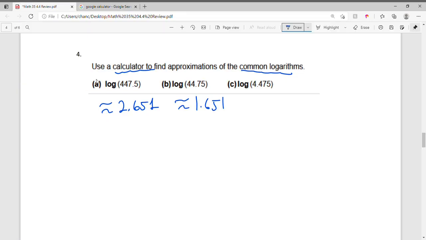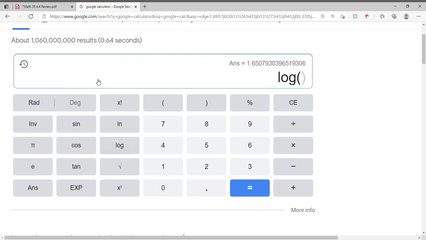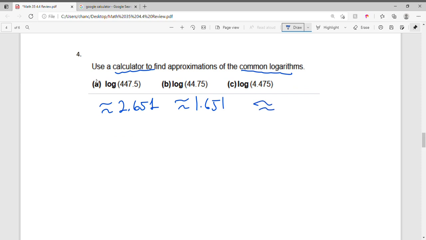And finally, for part C, it's 4.475. We'll type in log 4.475. This gives us 0.651. So practice again on your calculator, making sure you get the same approximate values.